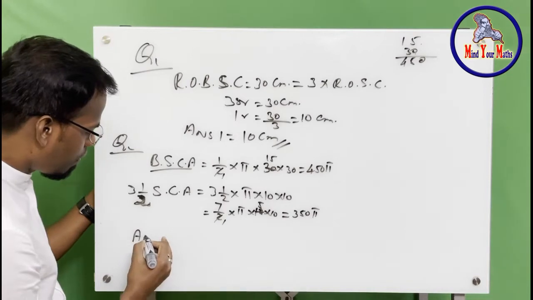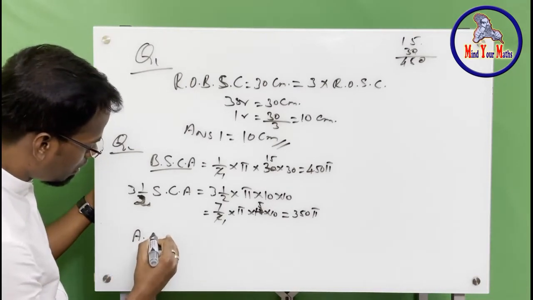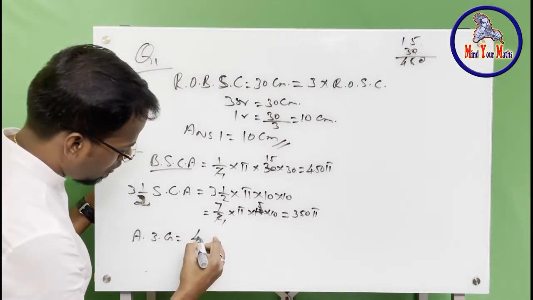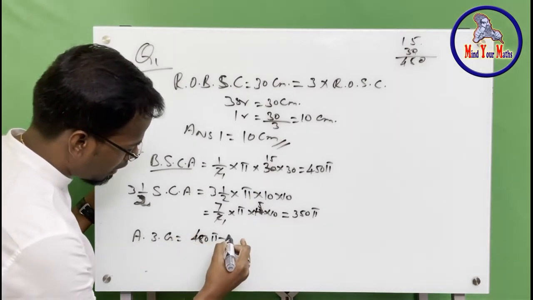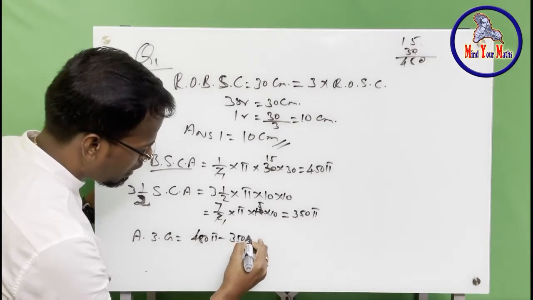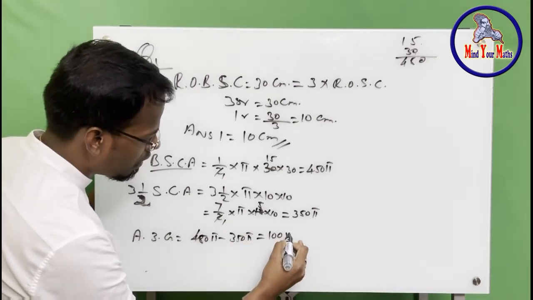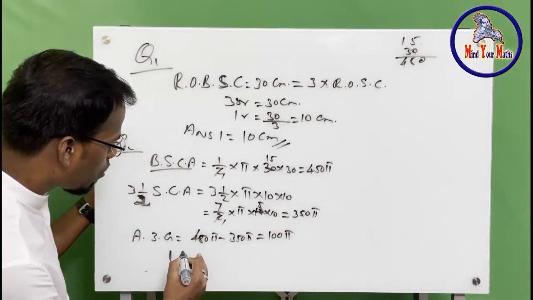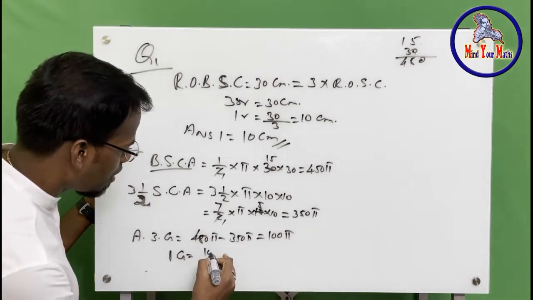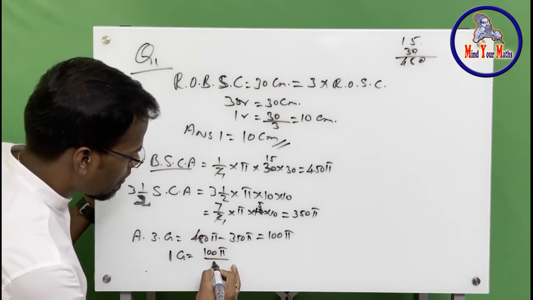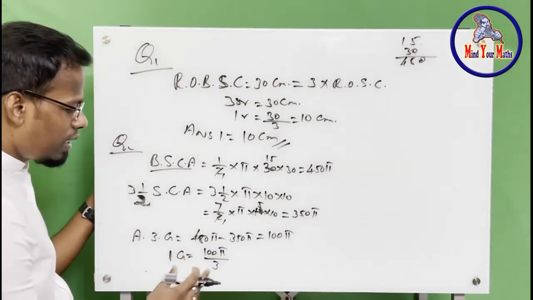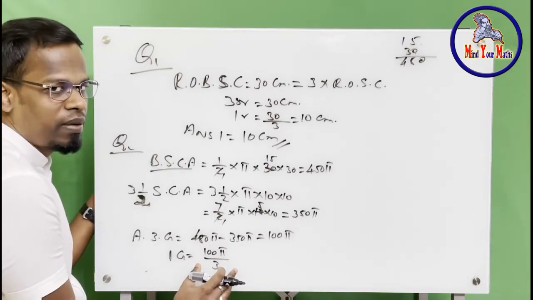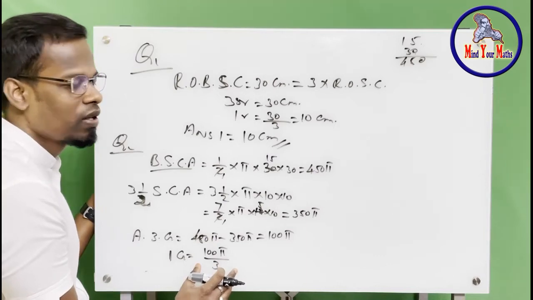Now the area for 3 gaps, that's what we saw. 3 gaps is 450 pi minus 350 pi, which equals 100 pi, right? Now in that case, what is the area for 1 gap? 1 gap is equal to 100 pi divided by 3. Let's not simplify here because we are going to find the area for another small semicircle which is shaded, that's what we saw.